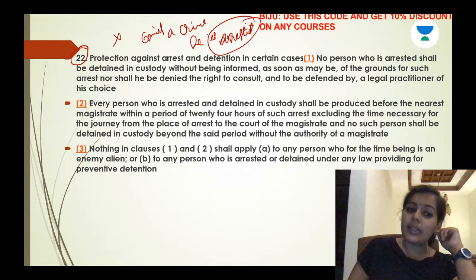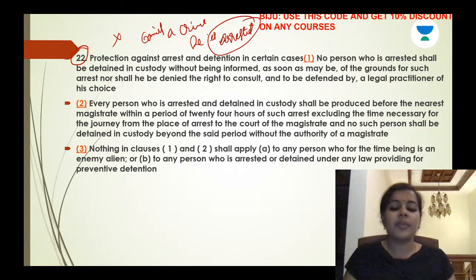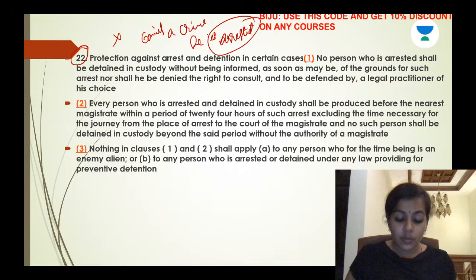So what about the enemy alien? Means a person from an enemy country, or a spy. What about his condition? He will be arrested and kept in custody, but you cannot question it. That is the thing about preventive detention. It is a very important term. I hope you are clear with the idea of preventive detention. If you have any doubt, you can ask me right now.